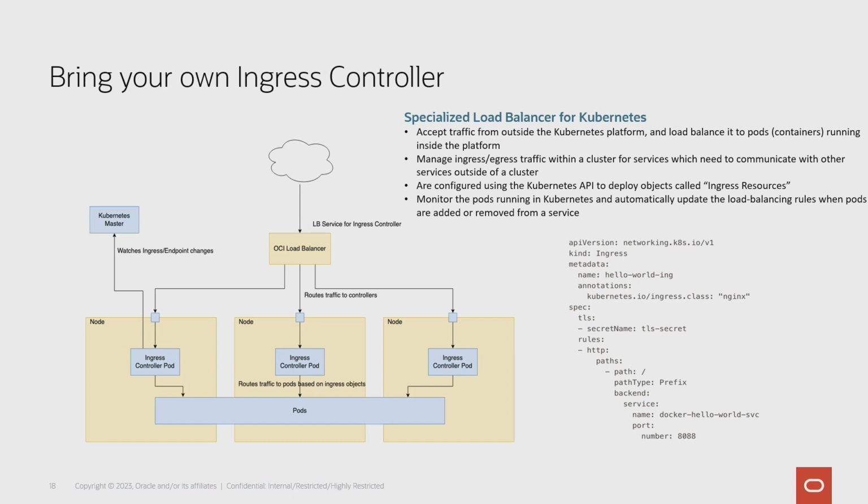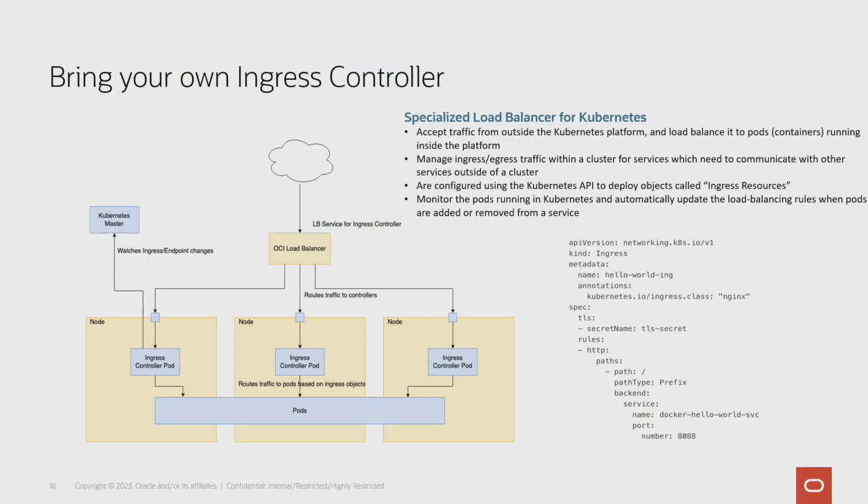Now the pods that you see is nothing but your actual service. It is your actual application. And then what you would do is you would expose your Nginx deployment, not your application deployment, but your Nginx deployment, which would create just one OCI load balancer for you, right? And then the load balancer would be the one doing the routing for you.